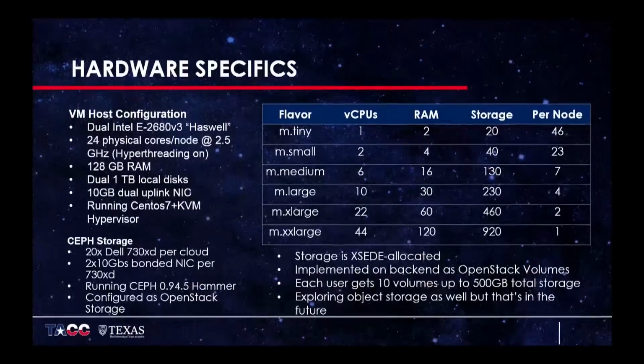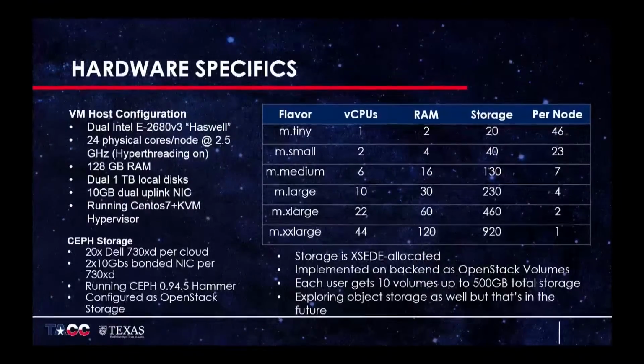So each host is a dual socket Intel Haswell processor. We do leave hyper-threading on for those folks who want to take advantage of it. We have 1 terabyte local disks in each of the nodes. Users do have access to a Ceph storage environment. We have 20 of these 730XDs per each of the cloud environments. And we are running Ceph on these. It's a Hammer specific version, and it's configured as OpenStack storage.